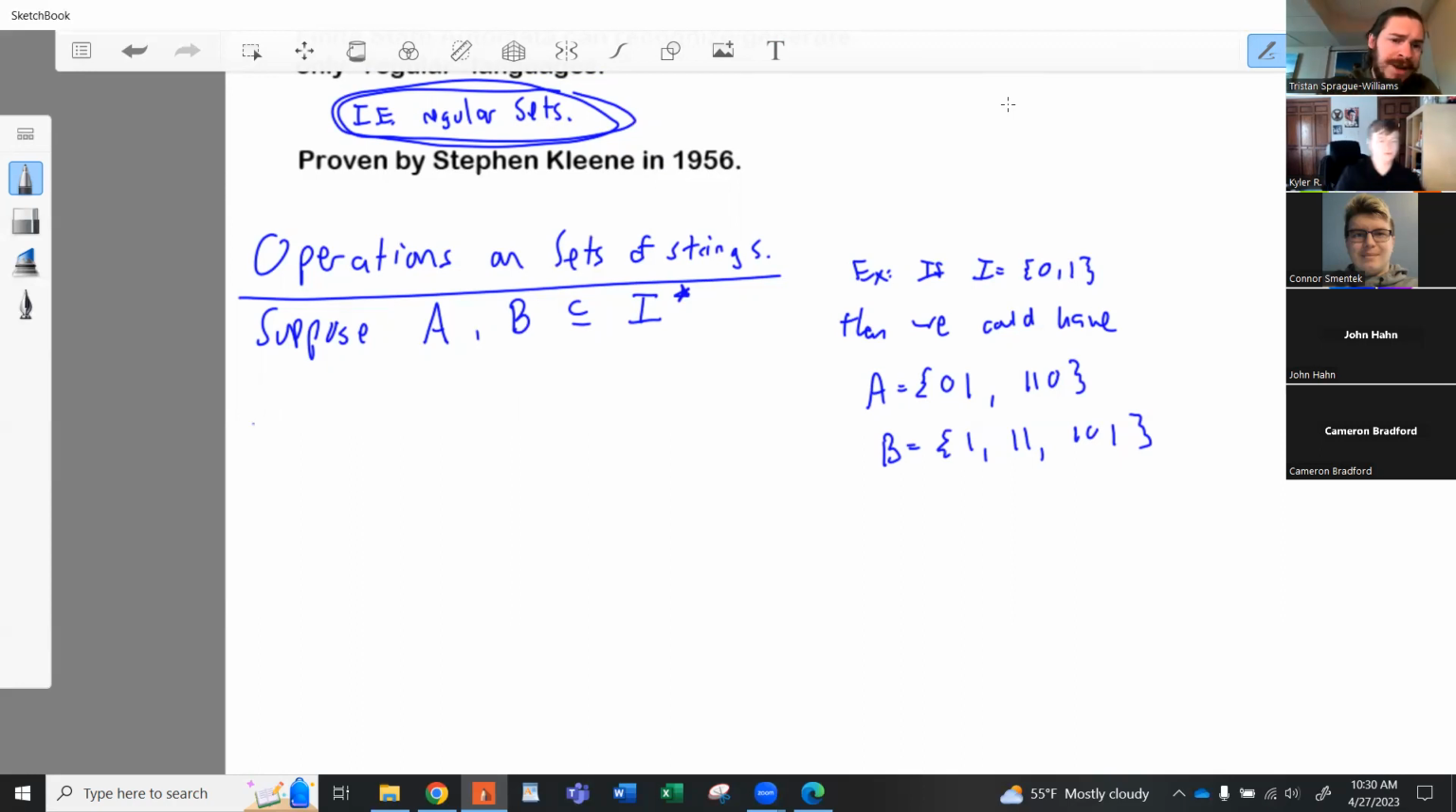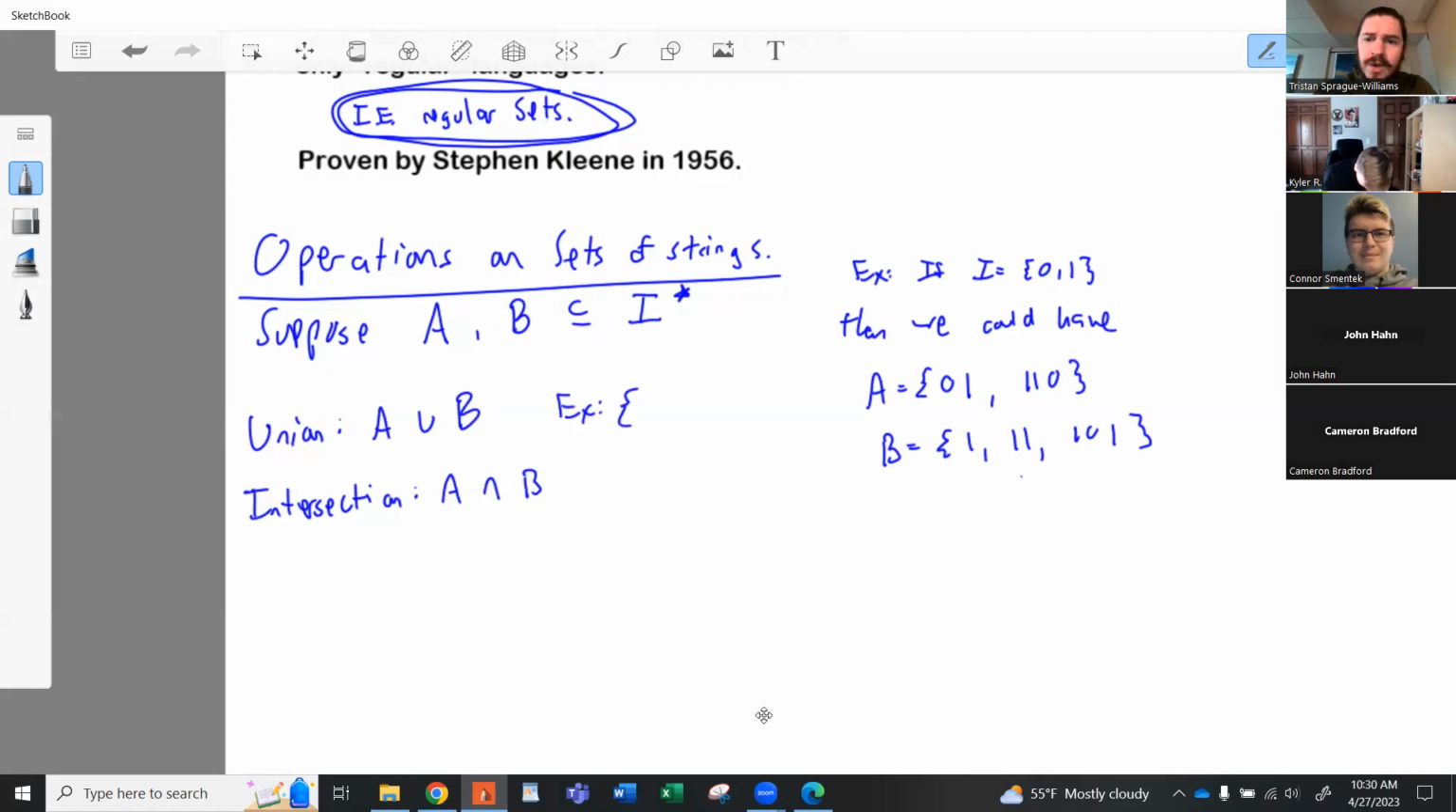Okay, so operations: you can have union, which is exactly what you'd expect. It's the union of the two sets. And you can have intersection, which is also exactly what you expect. So in my example over here, A union B would be the set of all strings that include things from A or things from B, which would be that.